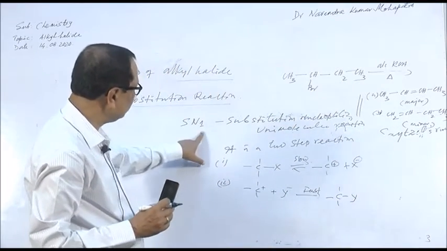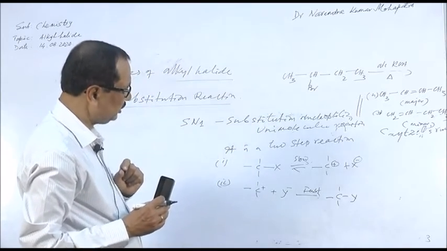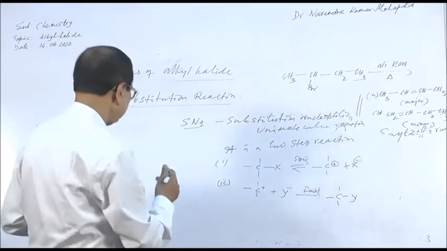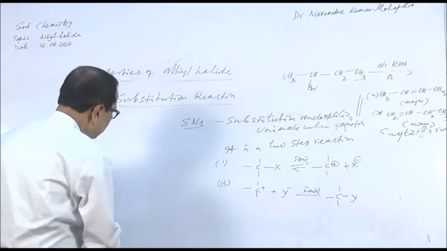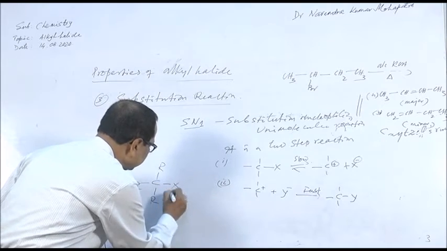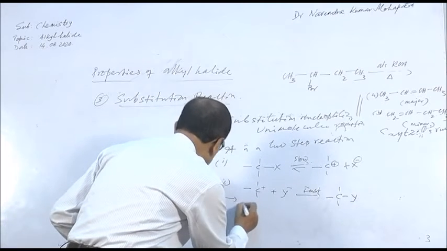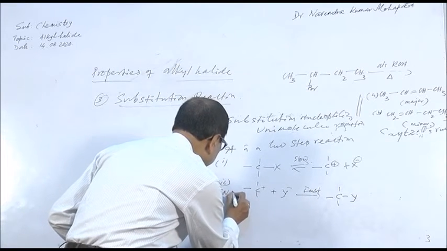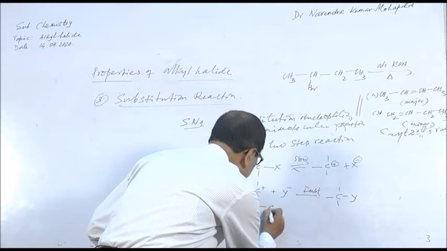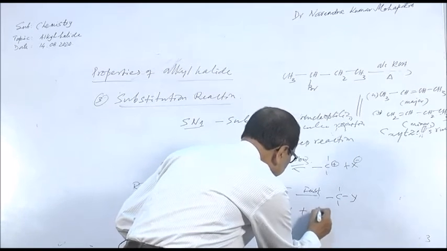So substitution nucleophilic reactions are usually given by tertiary alkyl halides. Tertiary alkyl halides give substitution nucleophilic unimolecular reactions, where we can say tertiary alkyl halide R3CX plus Y minus gives, through the SN1 mechanism, R3CY plus X minus.